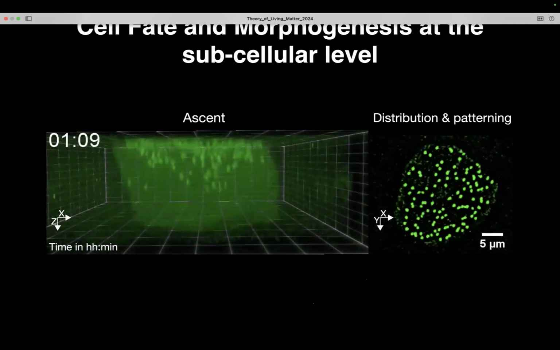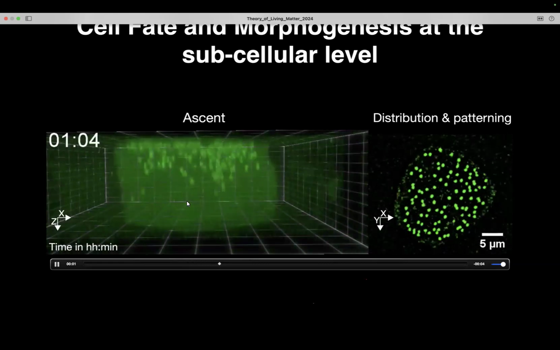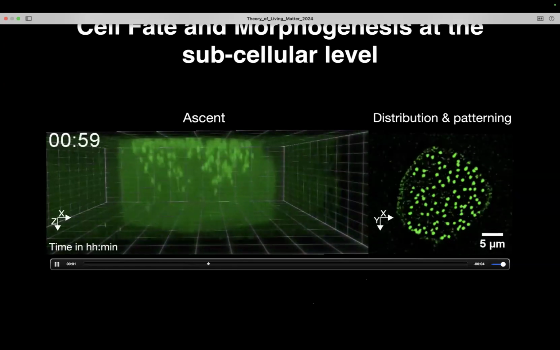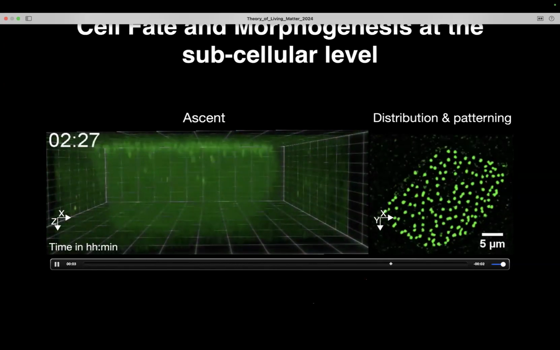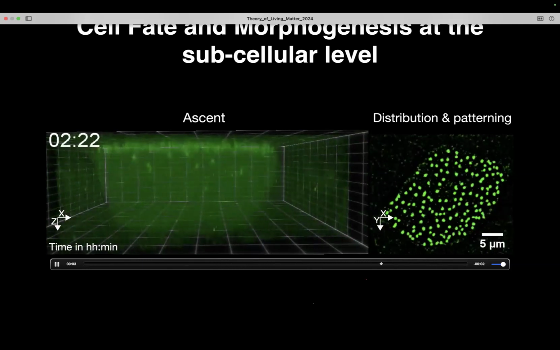And you see that, if you look at the left-hand side, these basal bodies are moving up. And when you look at the right-hand side, we can see this very nice spreading of basal bodies within the apical domain and the patterning of the basal bodies within the apical domain.